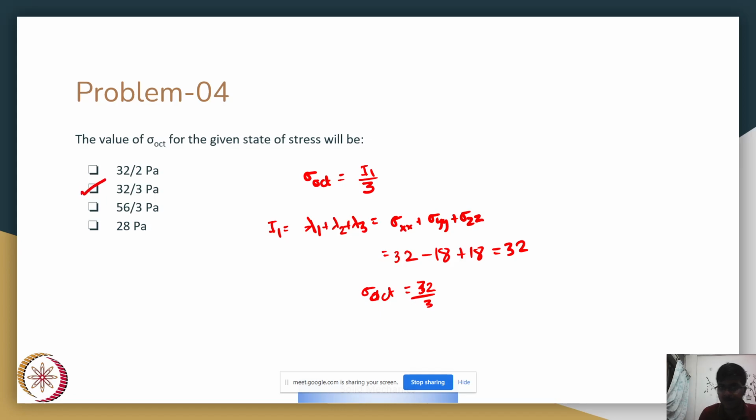This can also be written as lambda n square. Sorry, this is correct only for lambda n square. So yeah.